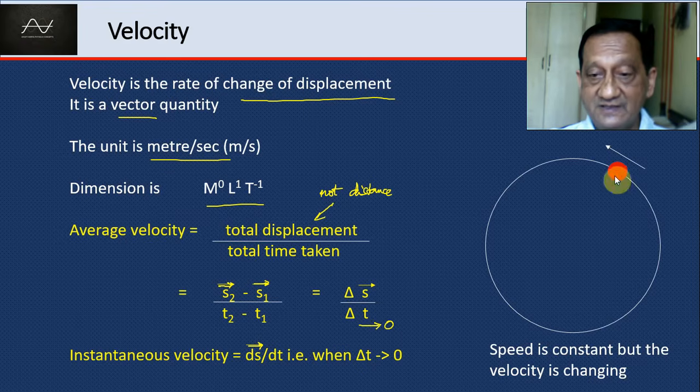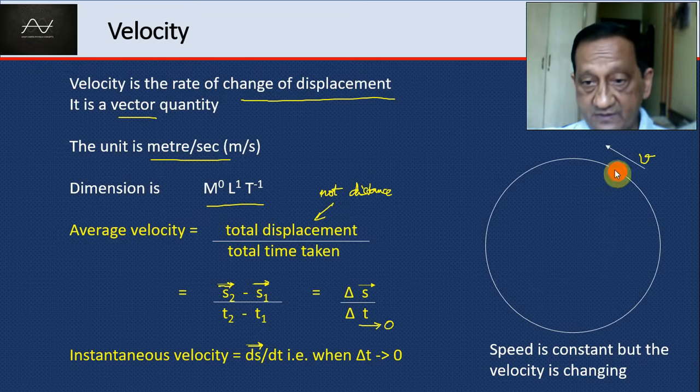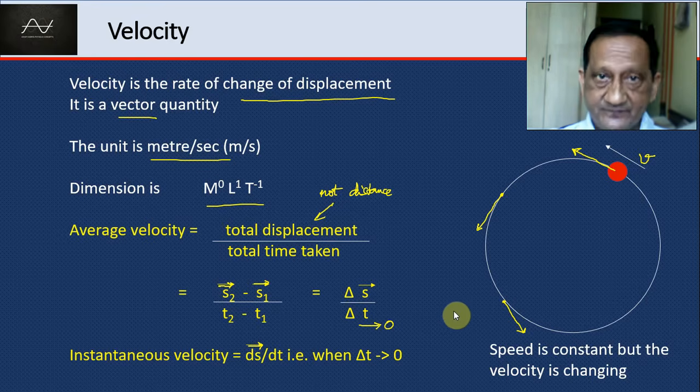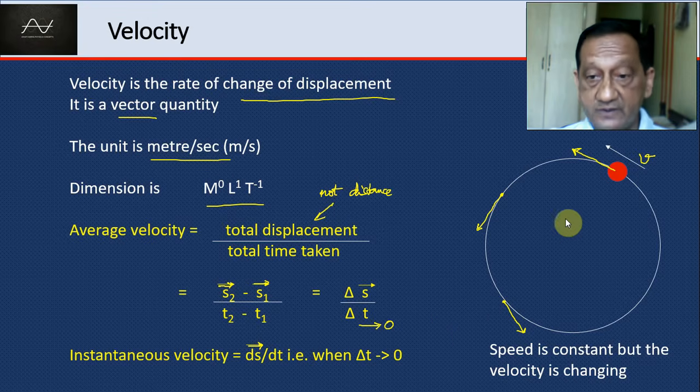Look at this body going in a circle at a constant speed v. But is the velocity constant? No. At this point, the velocity is tangential like this. At this point, the velocity is again tangential. At this point, the velocity is again tangential. I have drawn the arrows of the same length to indicate that the magnitude of the velocity doesn't change. That is, the speed doesn't change. But the arrows are clearly in different directions. Velocity is changing from time to time.